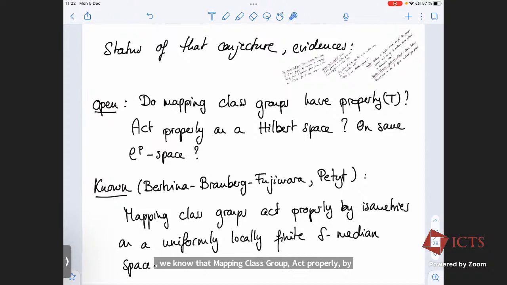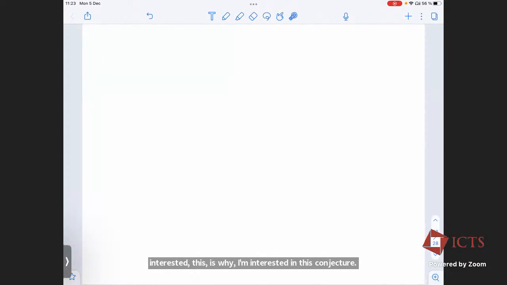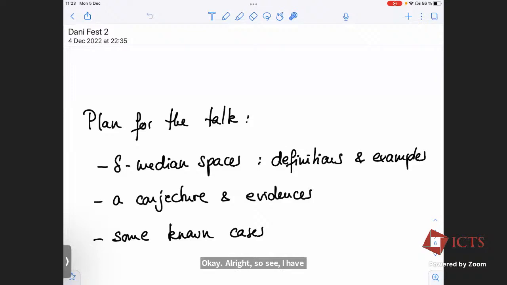Right. So here is why I'm so interested in this conjecture. This is why I'm interested in this conjecture. Okay. All right. So I have several parts of my talk. I gave you delta median spaces, definition and examples, and I gave you a conjecture and evidence. And now I'm going to some known cases.